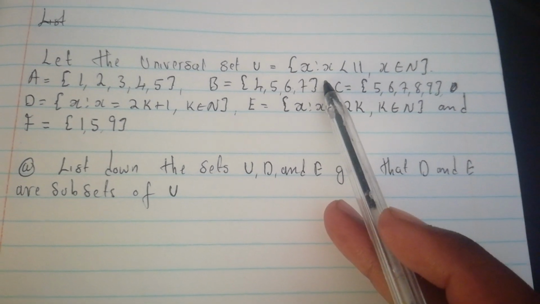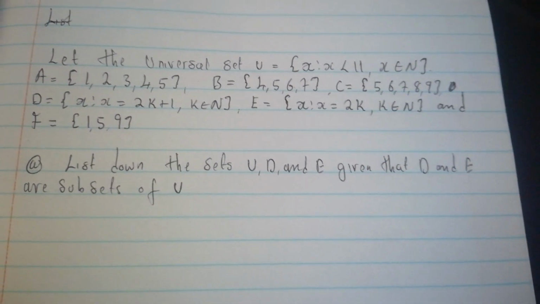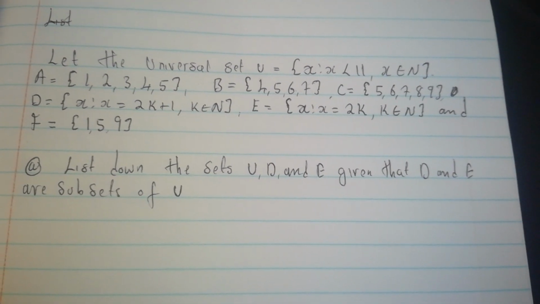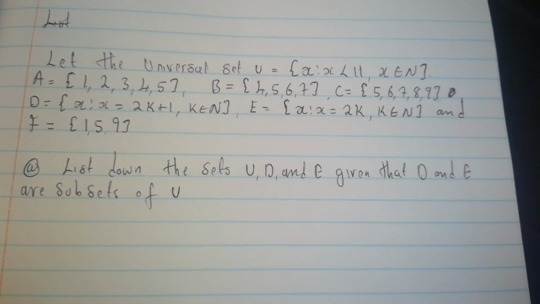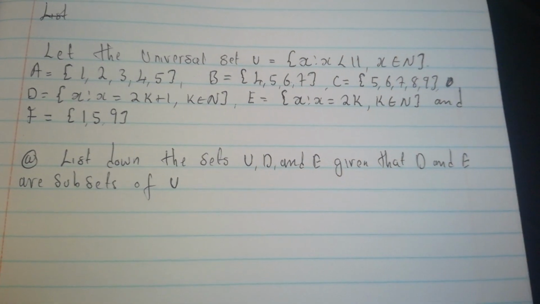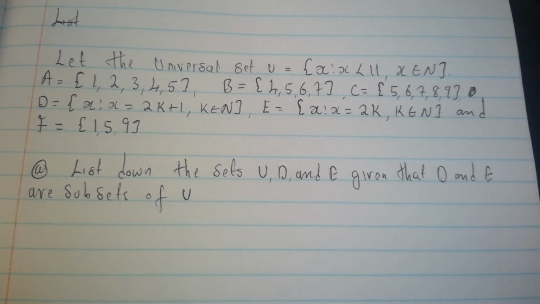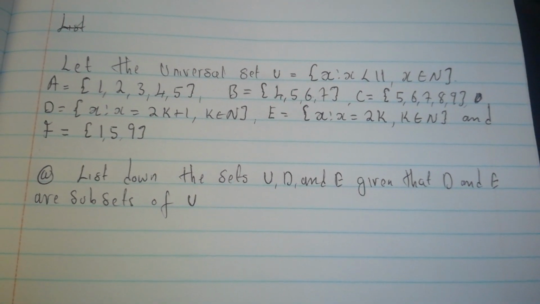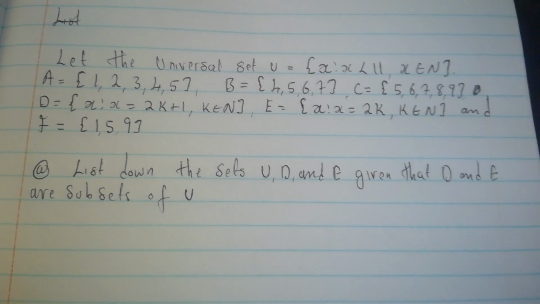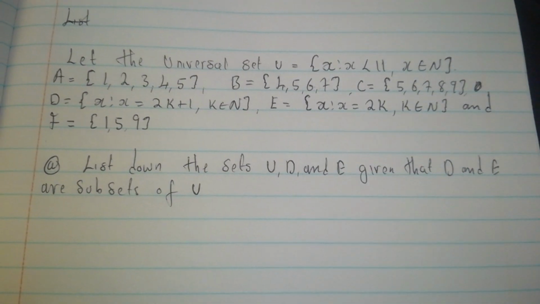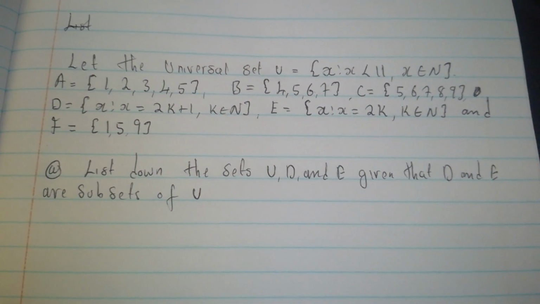Now, we're being told that x is such that x is less than 11. So we understand that the numbers in the universal set, or the elements, are less than 11. Then the same x is a member of natural numbers. Another thing we should take into consideration is natural numbers. So what are natural numbers? For us to answer this question, we need to understand them.